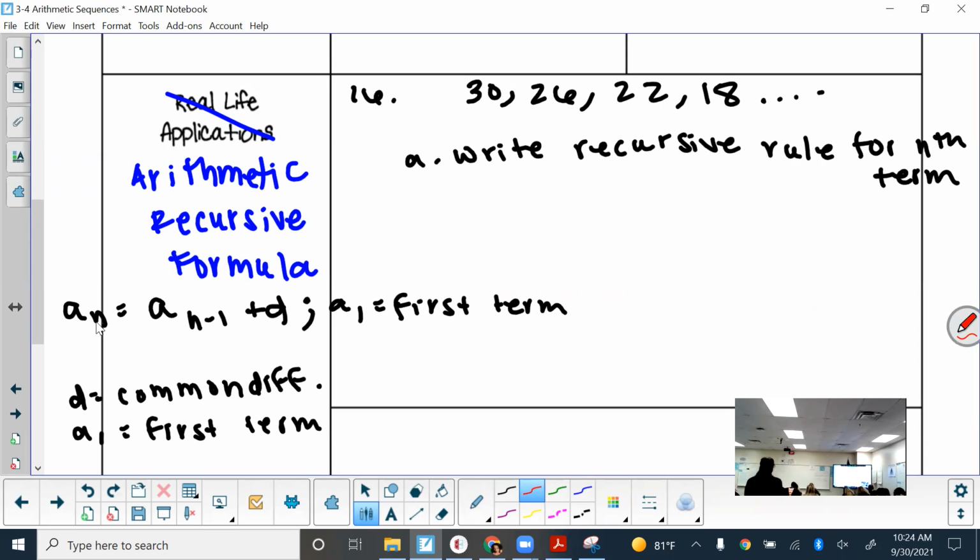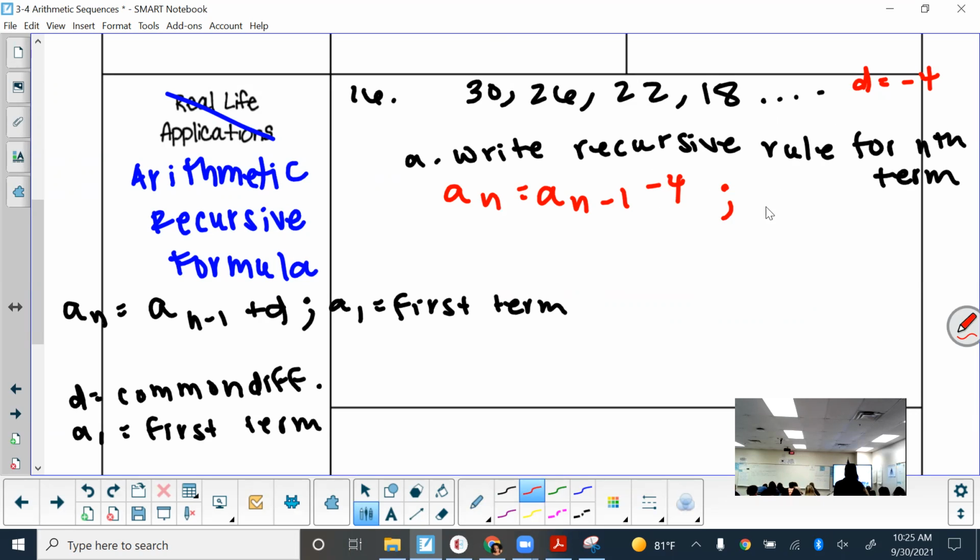All right, so here's my formula. Since it's for the nth term, I can leave all the n's there. But I need to replace the d with my common difference. What is my common difference? -4. So I should put a -4 here, because that's what d equals. That makes sense? So that's the first part of my rule.